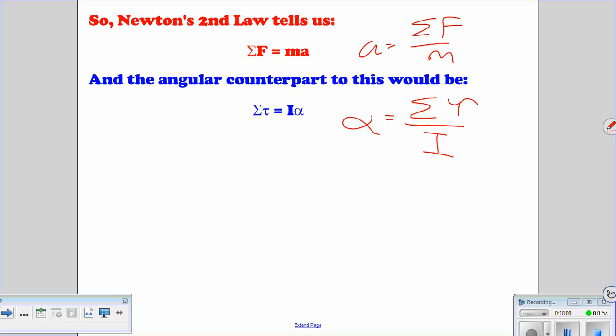All right, so I think the best thing for us to do then is to just dive in. We're going to do two examples. I don't remember which one's which, but in one of them we're going to calculate the net torque, and in one of them we're going to calculate the angular acceleration. So in one problem we'll use this equation, and in the other we'll use this equation. All right? So here we go.